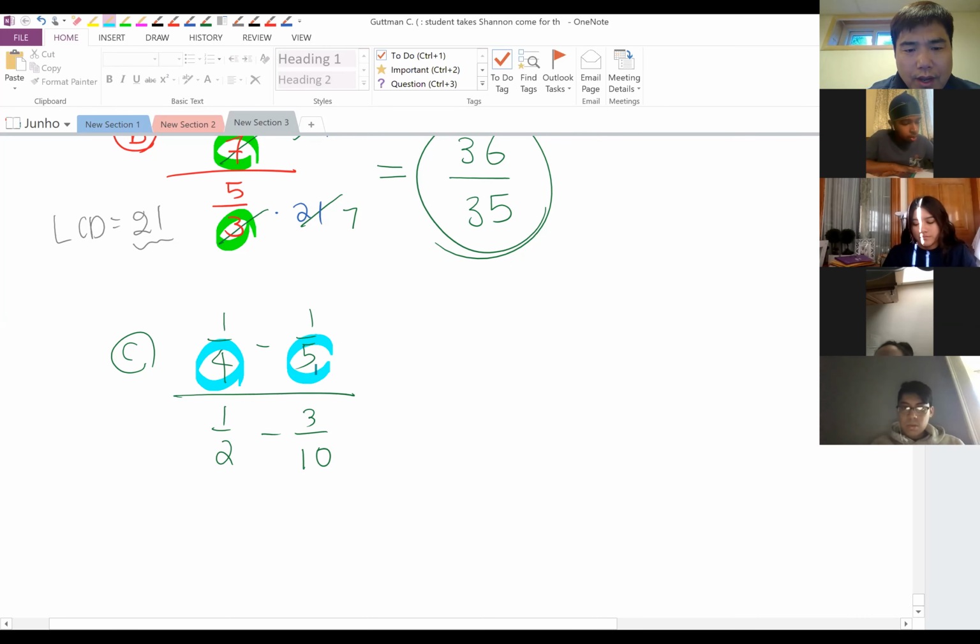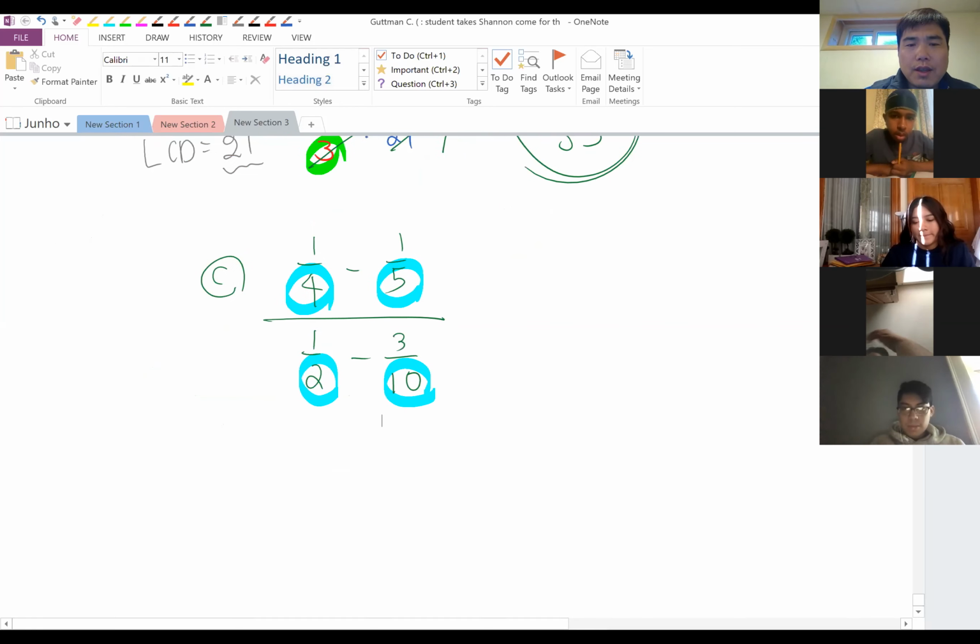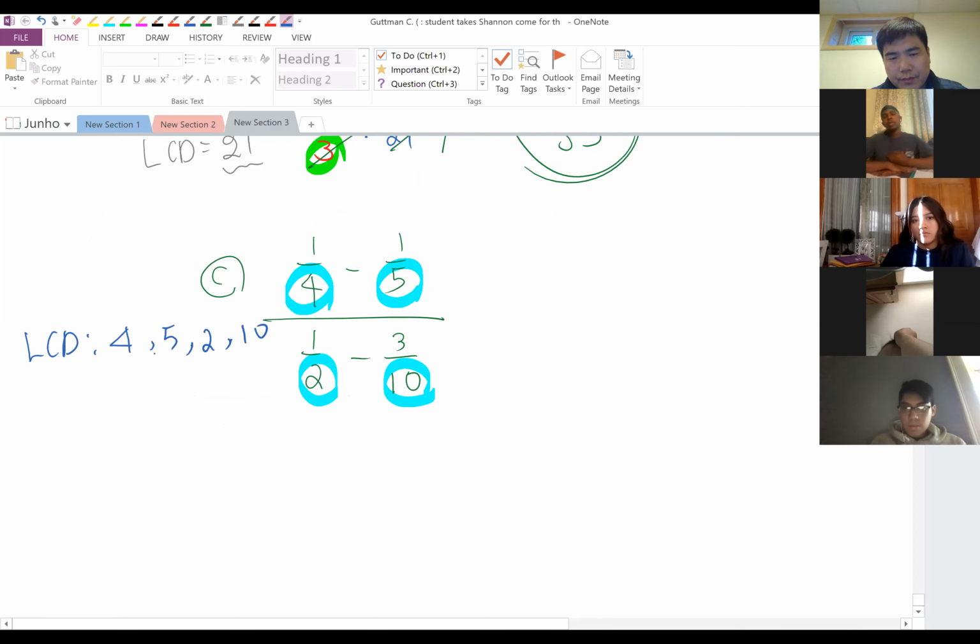4, 5, and 2 and 10. Make sense? Yeah, they're all denominator values. So far, so good? Okay, so now you're looking for the LCD among 4, 5, 2, and 10. So the LCD of 4, 5, 2, and 10. 20? For both of them, yeah.